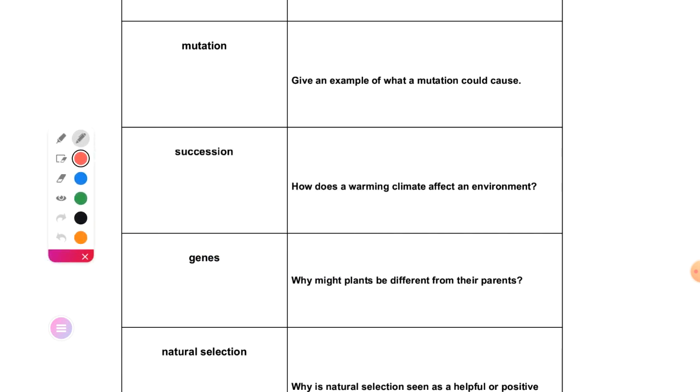So the predictable order. What does it mean if something is predictable, Carter? Yeah, you know what's going to happen before it happens. The predictable order of changes in communities after a change occurs.